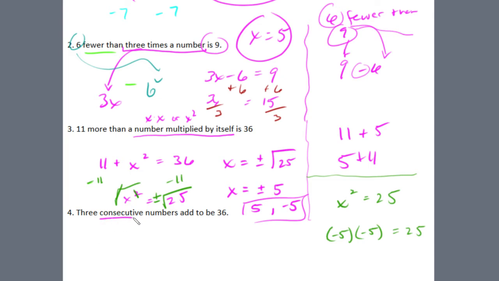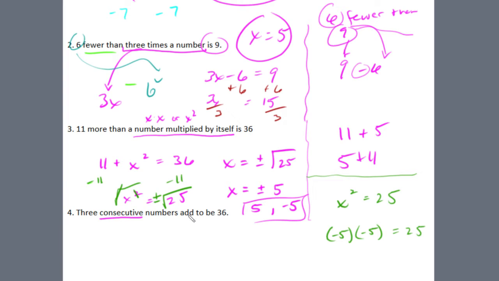Well, what does consecutive mean? Well, consecutive are numbers in a row, right? So, 1, 2, and 3 are consecutive numbers. 5, 6, 7 are consecutive numbers. Right? 8, 9, 10 are consecutive numbers. We have to find the 3 that add to be 36.